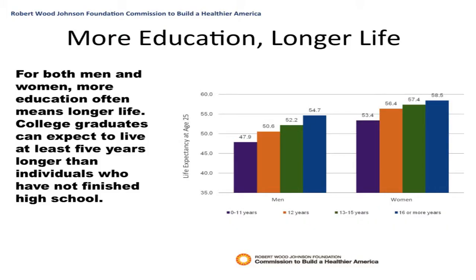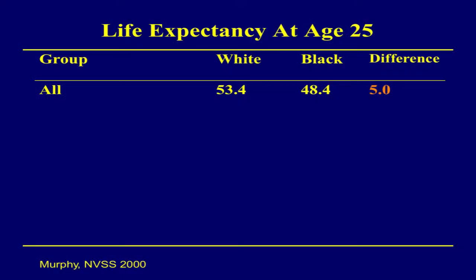So more education means longer life. For both men and women, college graduates can expect to live at least 5 years longer than individuals who did not finish high school. So if you have any educational thing pending, go do it. All right? That's the second lesson. So life expectancy at age 25. How long do you think you're likely to live past 25?